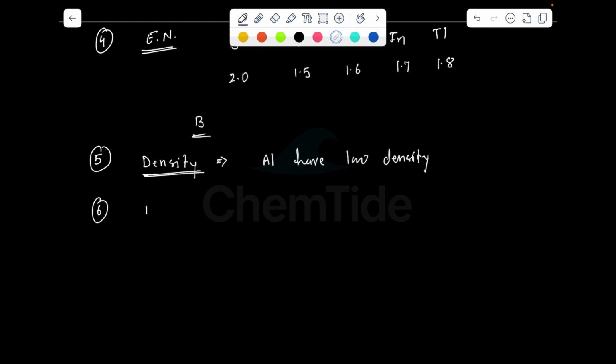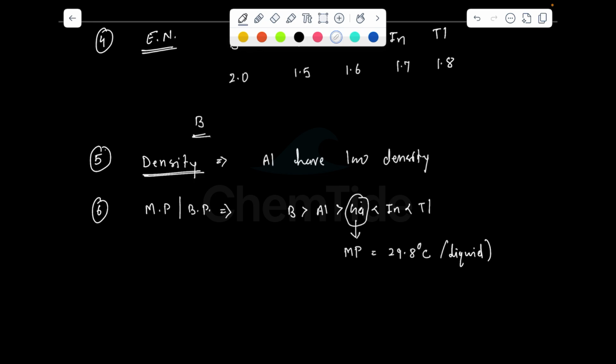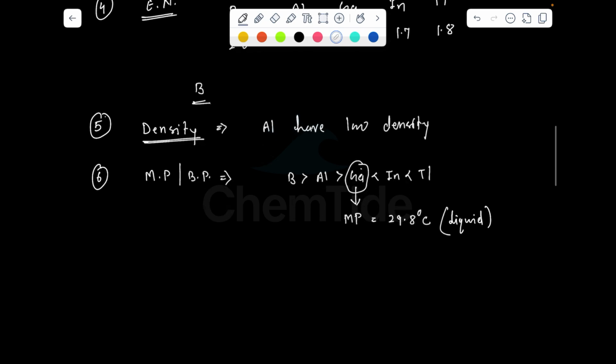The sixth property is the melting point and boiling point. For melting point and boiling point, from boron to gallium it's decreasing, and then from gallium to indium and thallium it's increasing. So gallium has the lowest boiling point and melting point. Its melting point is around room temperature, only 29.8 degrees Celsius. So it is liquid at room temperature. This is one of the MCQs, that gallium has the lowest melting point and boiling point, and it is liquid at room temperature.